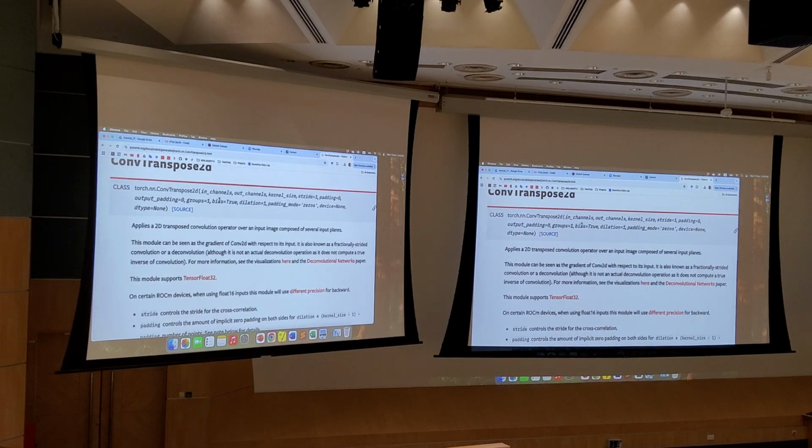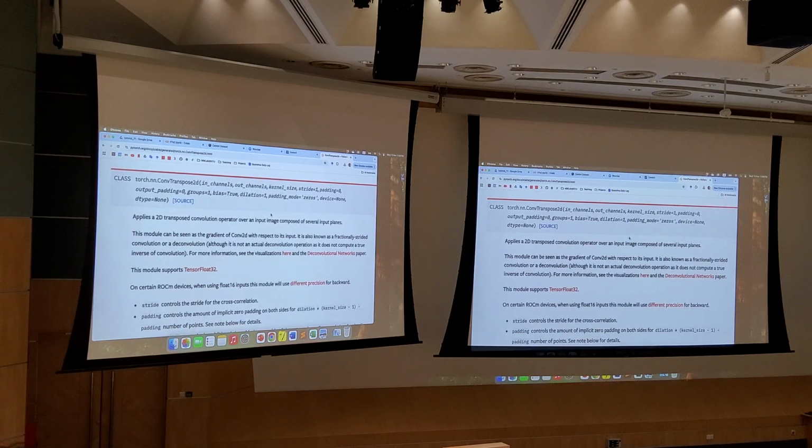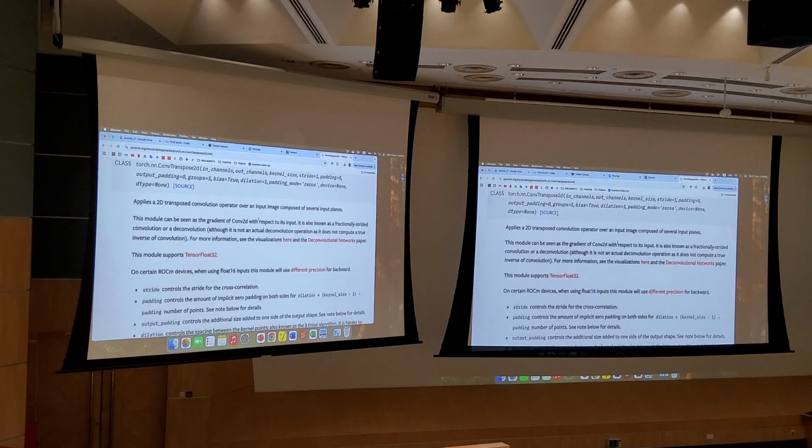Okay, those are the arguments that you have to provide: the number of input channels, the number of output channels, the kernel size, the stride, and so on and so forth. Somehow it's like a convolution function.